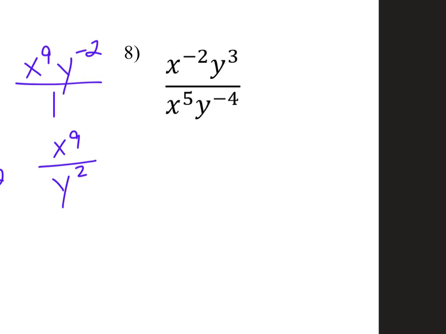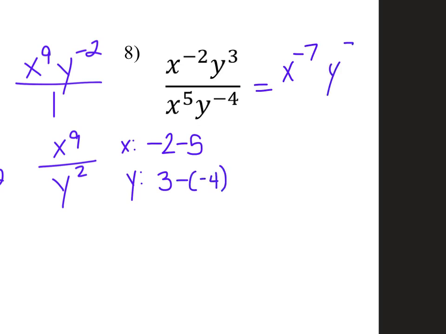So all we do is subtract negative 2 minus 5. Negative 2 minus 5 is x to the negative 7. Negative 2 minus 5 is negative 7. This is for the x's, and then the y's. 3 minus a negative 4, which is y to the positive 7. So the only one that's negative is the x. So that goes on the bottom.